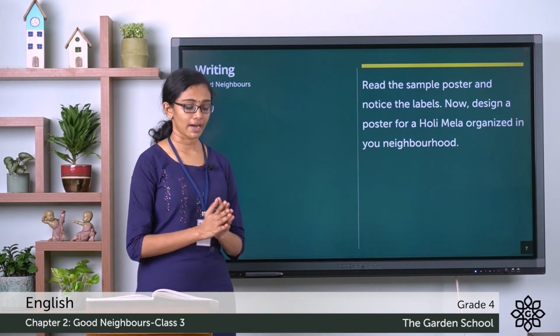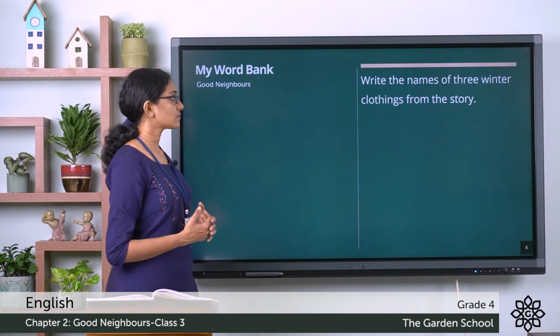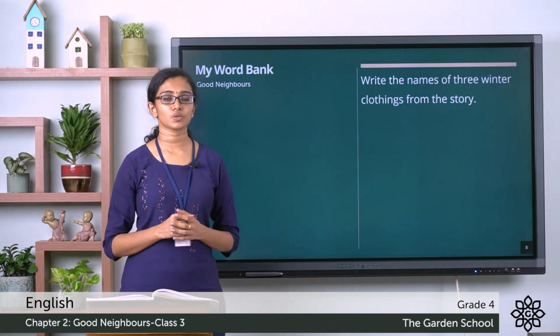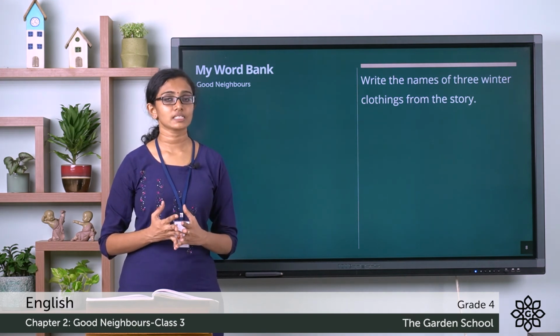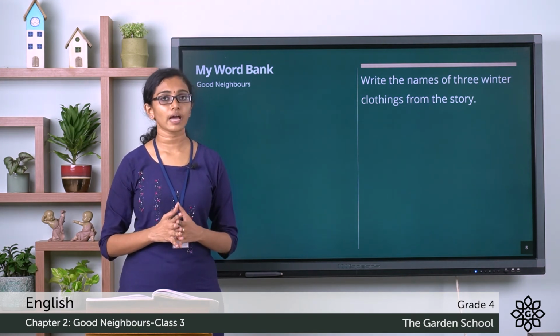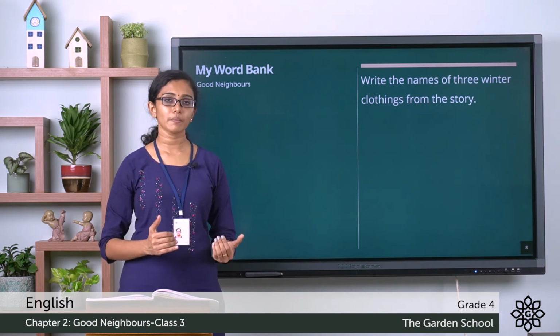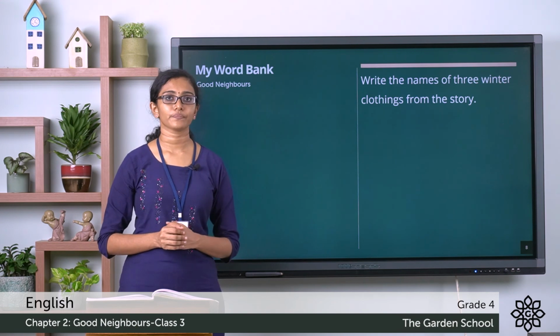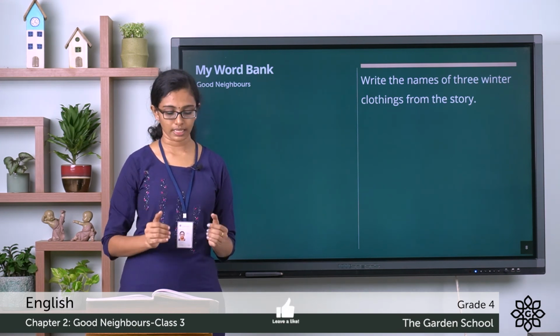Now let's discuss the My Word Bank exercise. This is to write the names of 3 different winter clothings from the story. So in the story we saw how Jack hesitated at first to go out and how his mother convinced him to wear some winter clothes to keep himself warm and go out and play. So you have to write down the name of those winter clothes here.